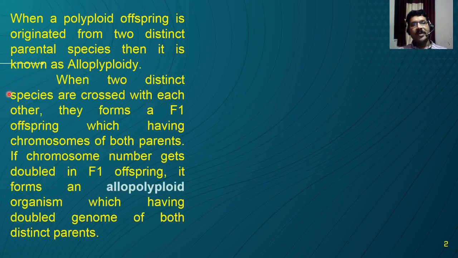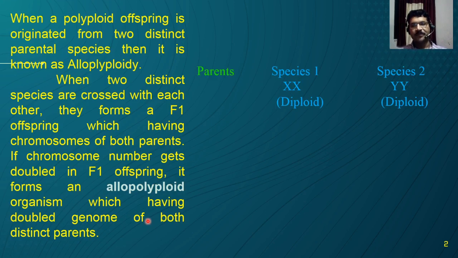When two distinct species are crossed with each other, they form an F1 offspring which has the chromosomes of both parents. If the chromosome number gets doubled in the F1 offspring, it forms an allopolyploid organism which has a double genome of both distinct parents. This will be more clear from this diagram.